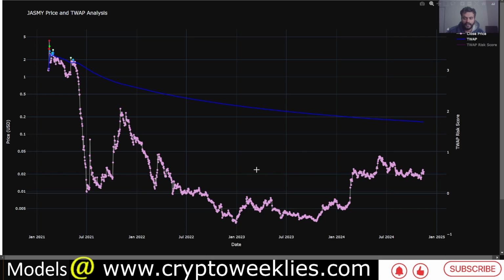And per the time weighted average price model, you can see that prices have been lower than this blue line, which is the time weighted average price. That's why the risk per this model is at around close to zero.